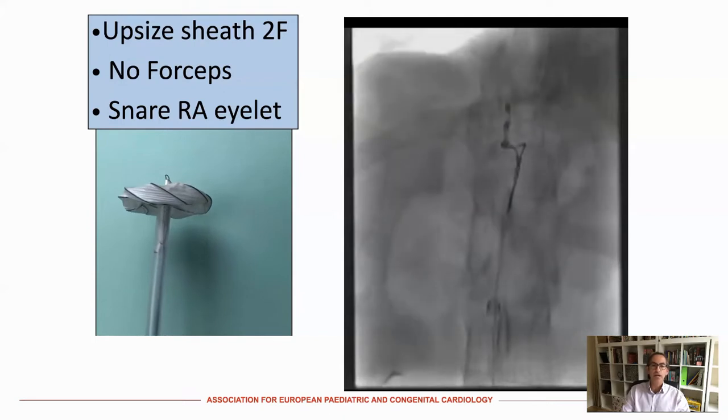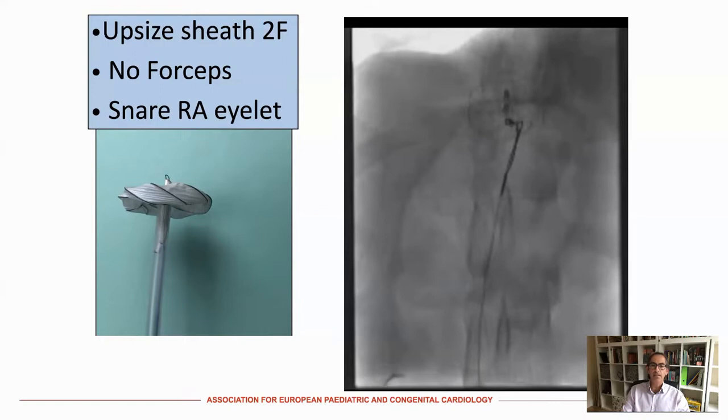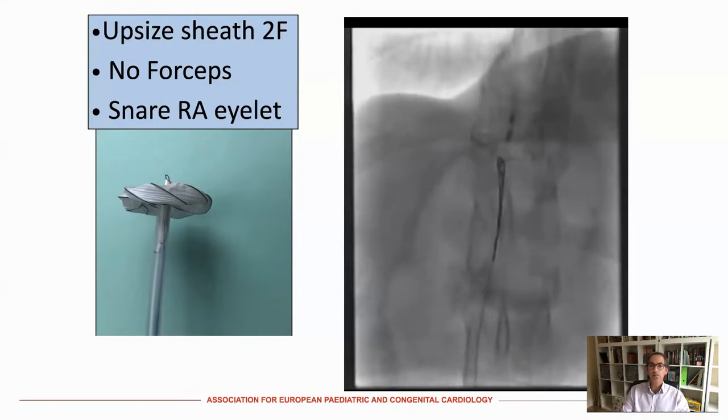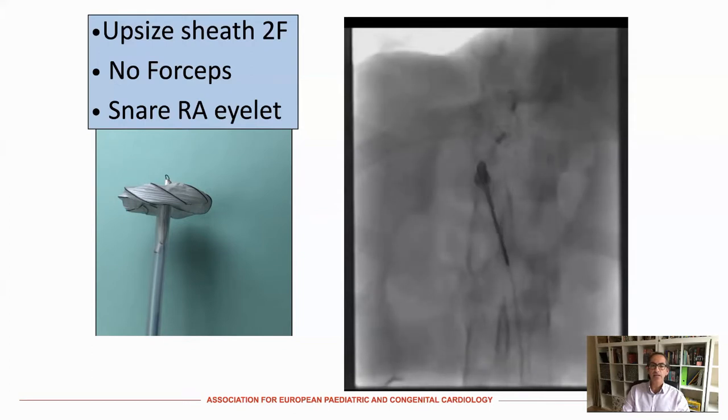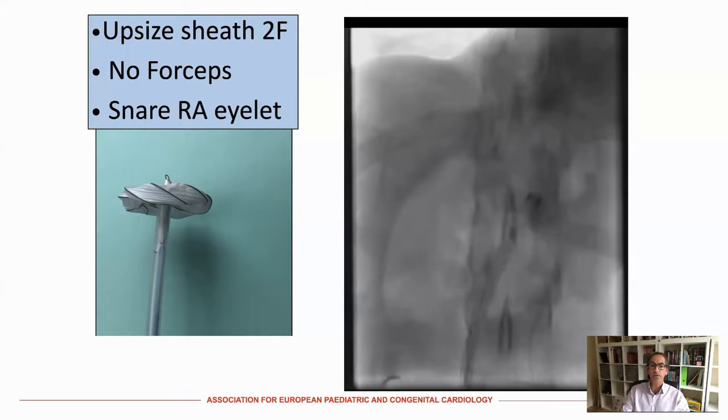You can also appreciate this on this real-time fluoro. First, the right eyelet is snared and then pulled inside the sheath. When pulling the right eyelet inside the sheath, you usually require some rotation of the sheath to allow the eyelet to get inside. Then the locking loop comes off and the device unravels inside the sheath.